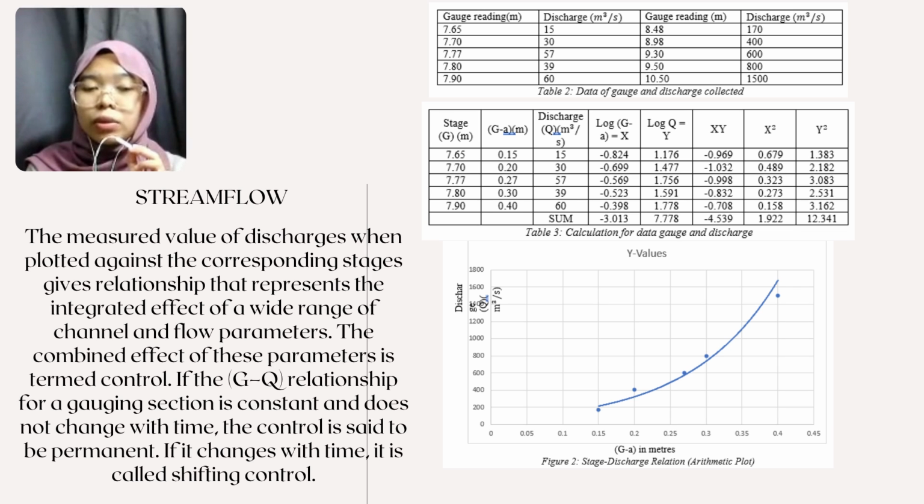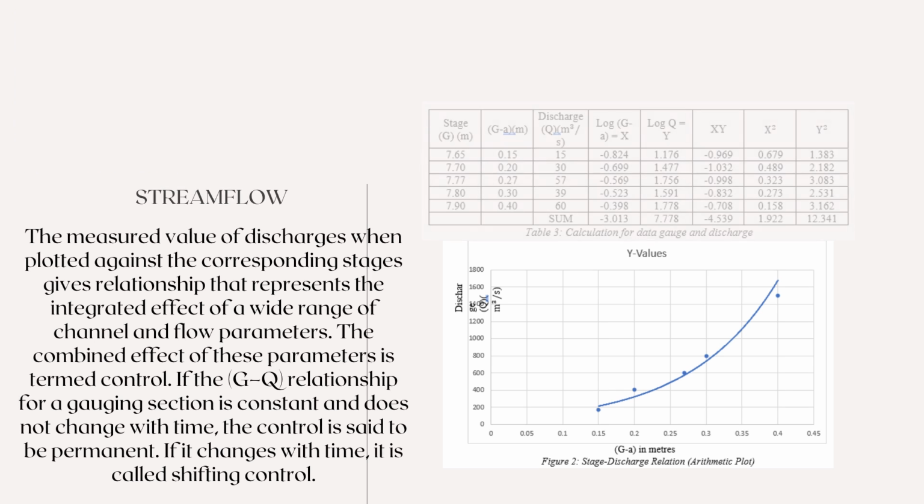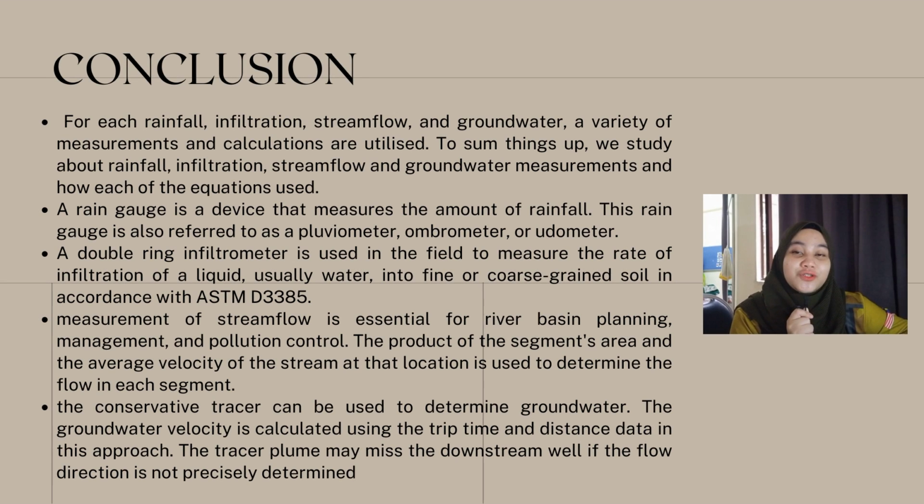So this is the following of the data of gauge and discharge collected at a particular section of a river by stream gauging operation. So that's all for me. Thank you.